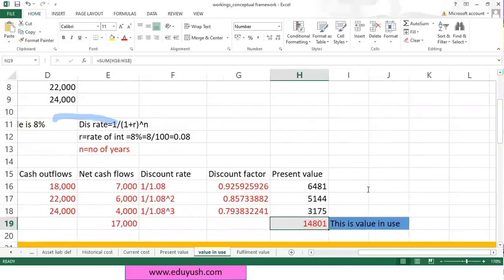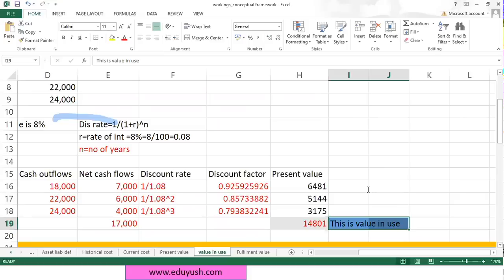So this will be the fair value of the asset. This is what is written in blue. Read it: value in use. It's not fair value. What is written in blue is called value in use. Fair value is different. Value in use is different.